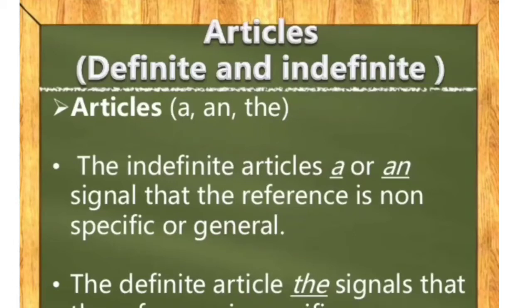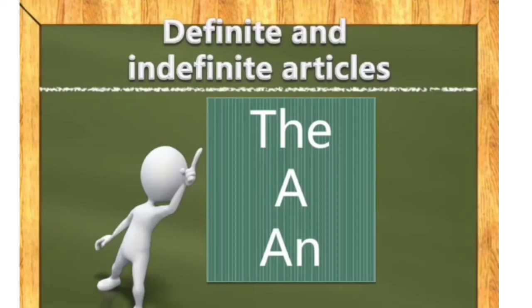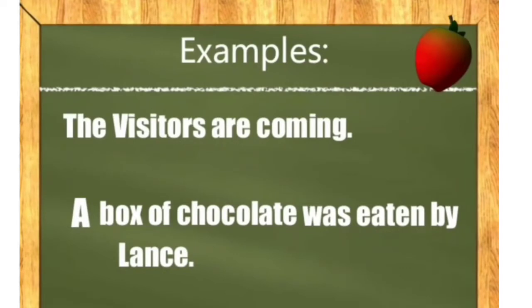A and the. The indefinite articles a or an signal that the reference is non-specific or general. The definite article the signals that the reference is specific. Definite and indefinite articles: the, a, an. Example: The visitors are coming. A box of chocolate was eaten by Lance.